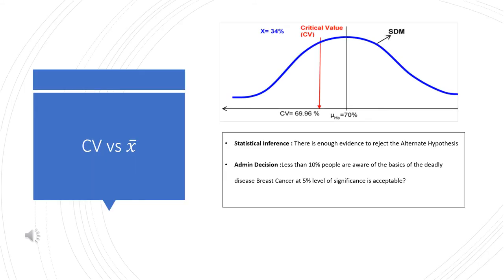You can see the graph, normal graph. X is equal to 34%. Critical value is coming out to be 69.96%. My mean, that is mu H naught, is equal to 70%, and I am having a standard deviation graph. Statistical inference is that there is enough evidence to reject the alternative hypothesis, which means that less than 10% of people are aware of the basic and deadly disease called breast cancer at 5% level of significance.